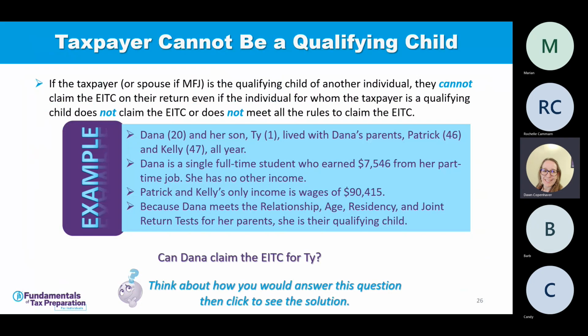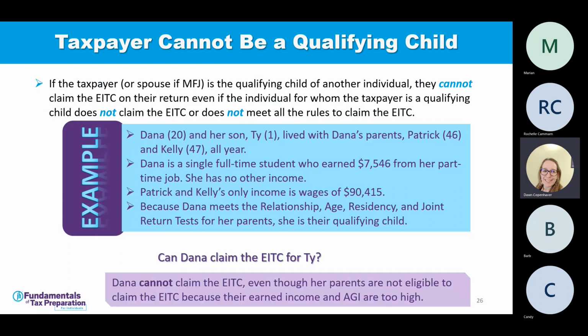Because Dana meets the relationship, age, residency, and joint return test for her parents, she is their qualifying child. Even though she's 20, she can still be claimed as a dependent for her parents. But can Dana claim her son, Ty, for earned income credit? No, she can't, because she is still a qualifying child of her parents. And even though they're not eligible to claim earned income tax credit, she can't get it because, again, she's their dependent qualifying child.